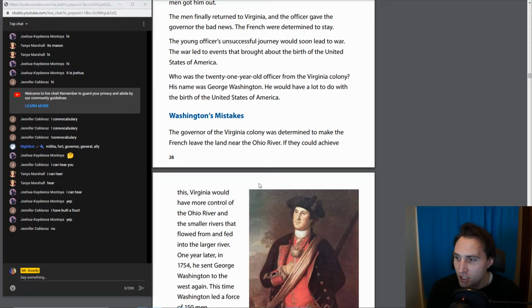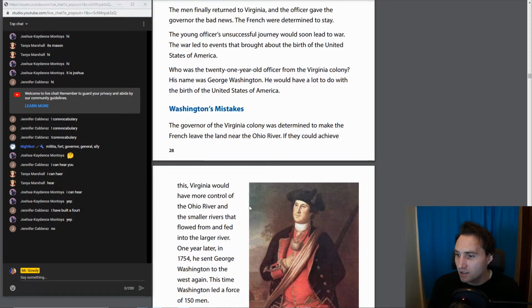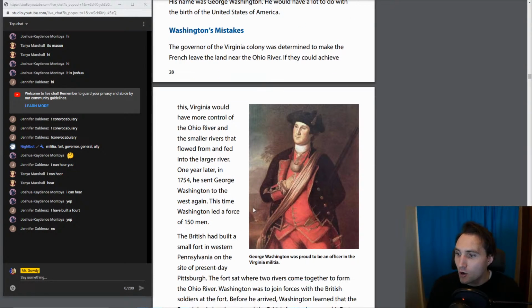So if they could achieve this, Virginia would have more control of the Ohio River and the smaller rivers that flowed from and fed into a larger river. So the Virginia colony was determined to get rid of the French near the Ohio River. One year later, in 1754, he sent George Washington to the west again. This time, Washington led a force of 150 men.